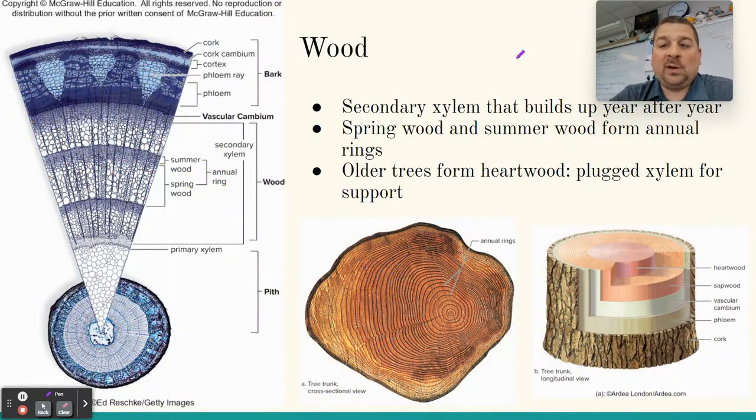When we think of wood from a tree, that secondary xylem builds up year after year. And there's actually a difference based on the time of year. You have spring wood and summer wood. In the spring, when the tree starts actively growing, there's lots of water. The xylem vessel elements are really big around, and they're taking a lot of water up to the leaves for a lot of photosynthesis happening.